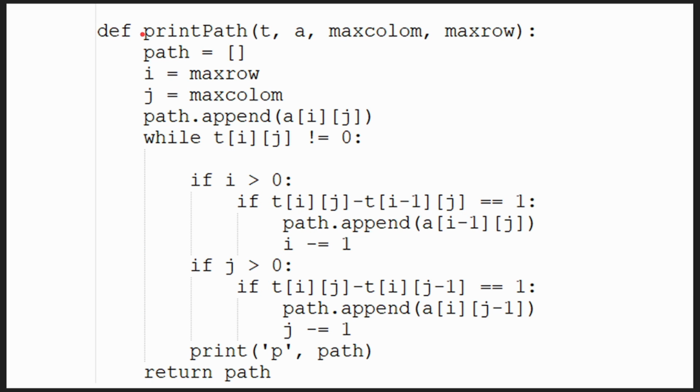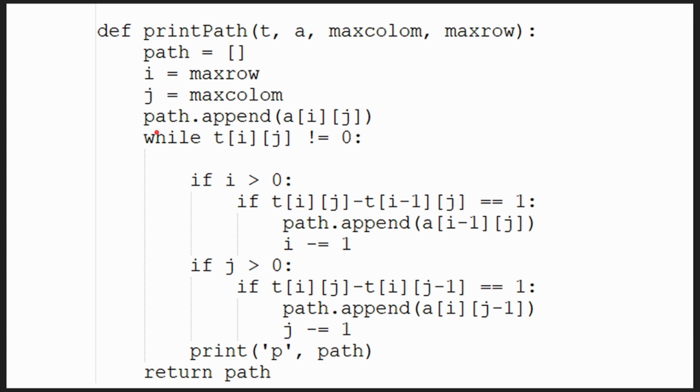And then here we make a function called print path, where you pass in the value T that we were just incrementing stuff on, the value A, which is the original array, the max column that we're going to use, and the max row that we're going to use. So we make I, which is now the new amount of rows, and J, which is now the new amount of columns. So then you make path, which is the new array that you're going to be adding everything to, and you append the new start value.